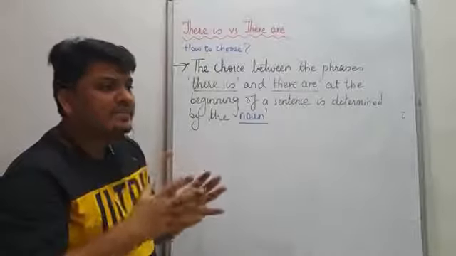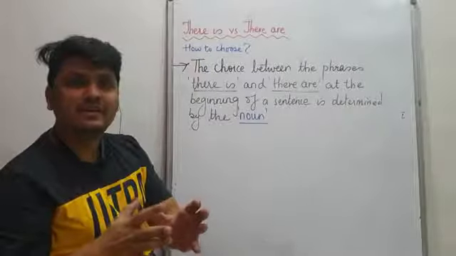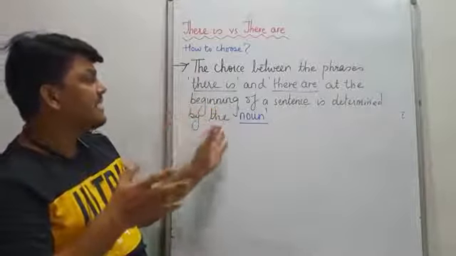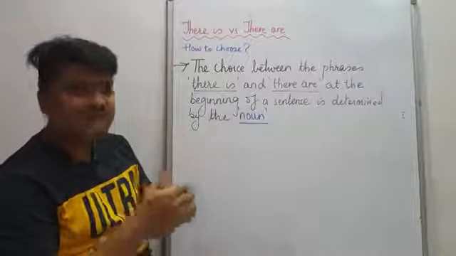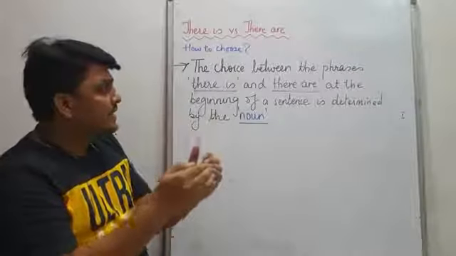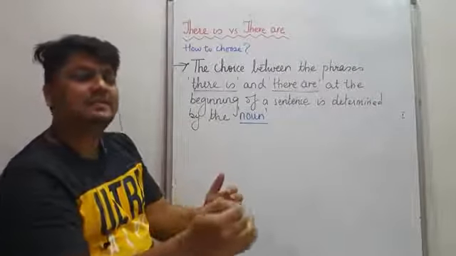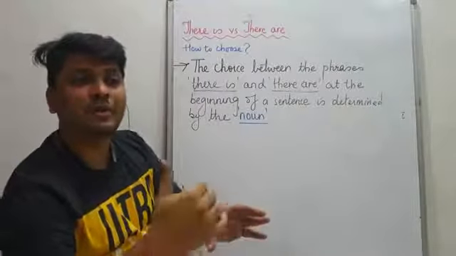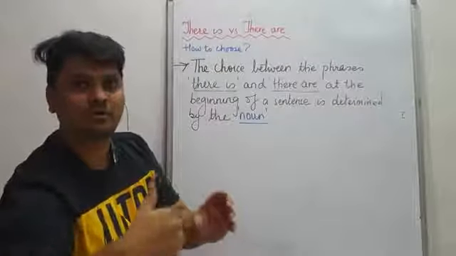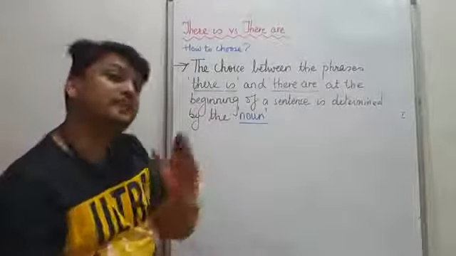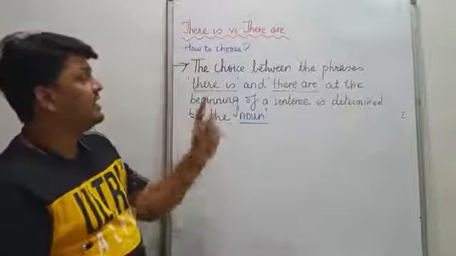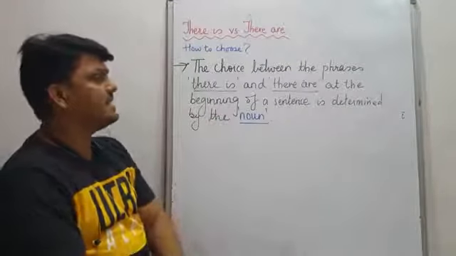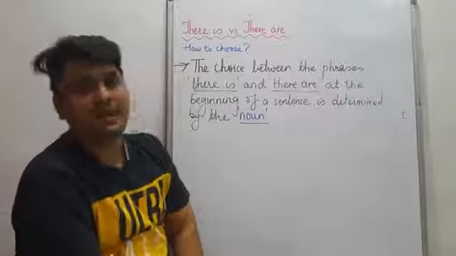Students, there is and there are are phrases which are determined by the noun. When it starts at the beginning of the sentence, it tells us about the noun. Whatever is going to come after there is will come what? Noun. And what comes after there are is also a noun. That is why what I have written here: the choice between the phrases there is and there are at the beginning of a sentence is determined by the noun.